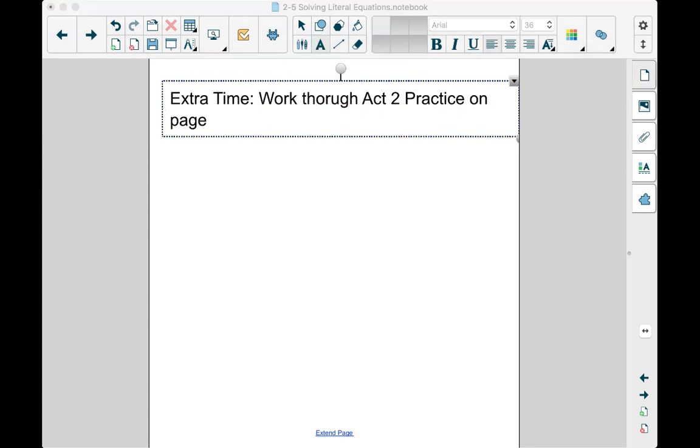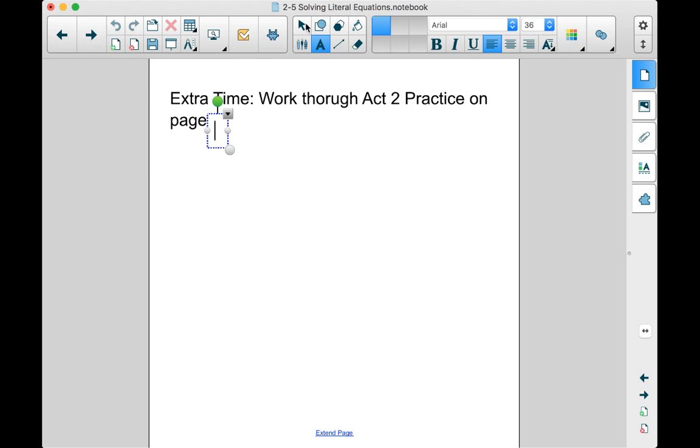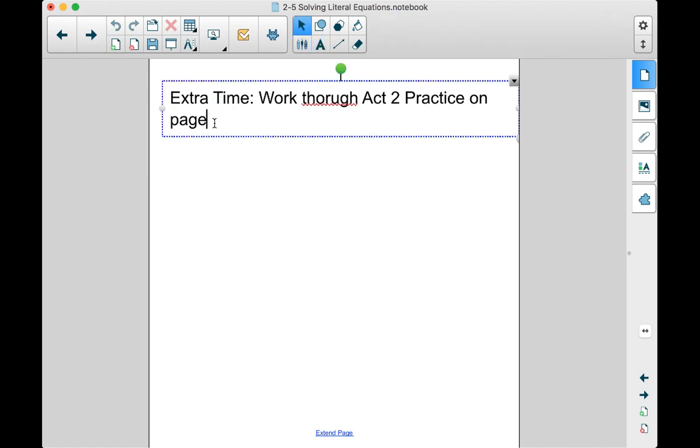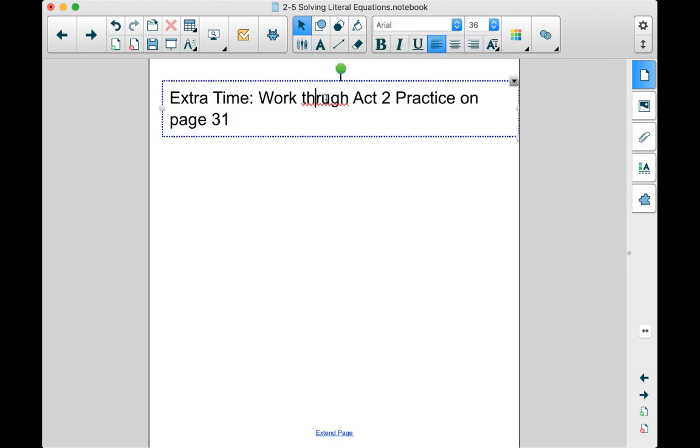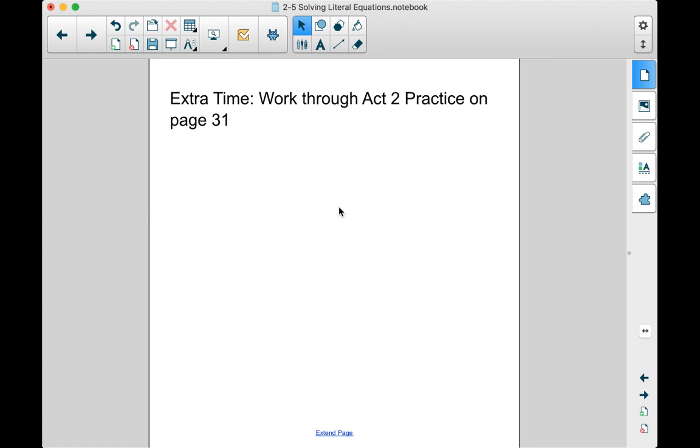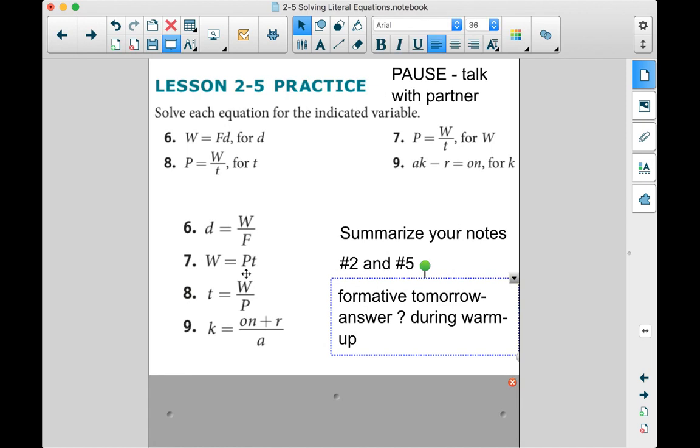That activity 2 practice is on page 31. So that's what you can work on until the end of class. But your homework tonight is to summarize those notes.